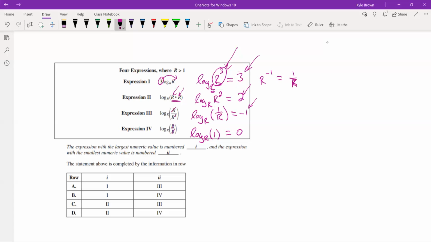Okay, so now that we have that, it says the expression with the largest numeric value is number. So the largest would be 3. So it's either A or B. And the smallest numerical value, well, that'd be the -1. So the answer here would be A.